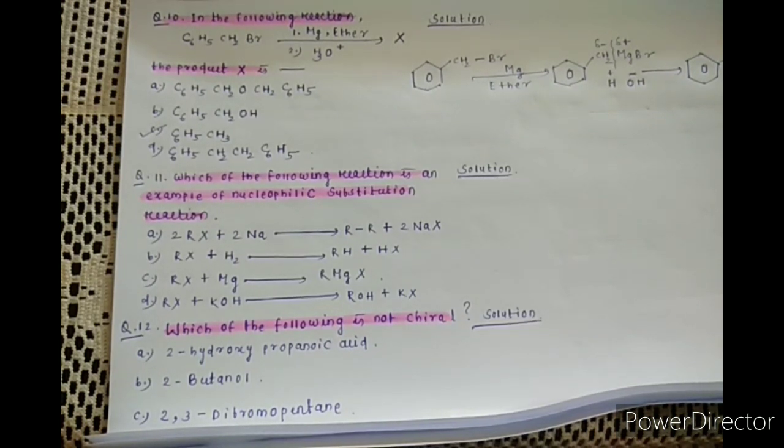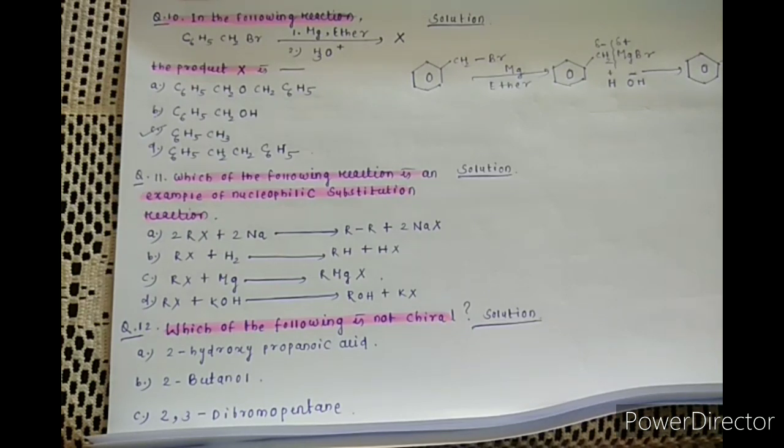Now come to the next option, that is RX with H2. Here this is a reduction reaction. This is not an example of a nucleophilic substitution reaction. And come to option number C, RX plus magnesium in the presence of dry ether, it will form Grignard's reagent. This is an insertion reaction.